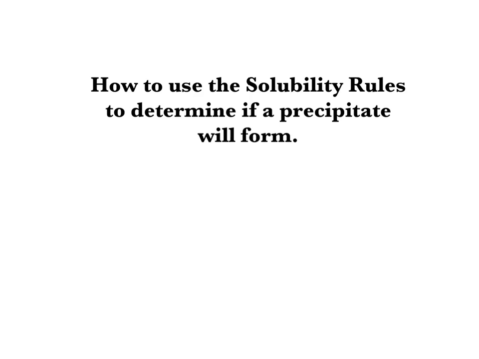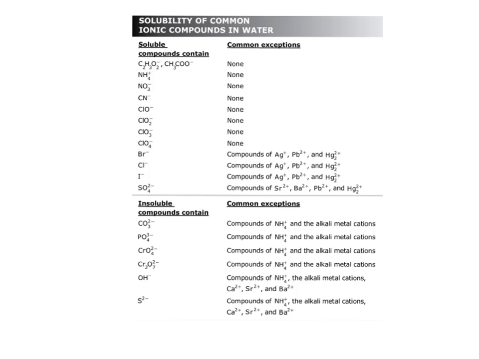In this video, we are going to figure out how to use the solubility rules to determine if a precipitate will form, to determine whether a substance will be soluble or insoluble, and in the context of a chemical reaction, whether or not it will be a precipitate. First thing you need to understand is the solubility of common ionic compounds in water.